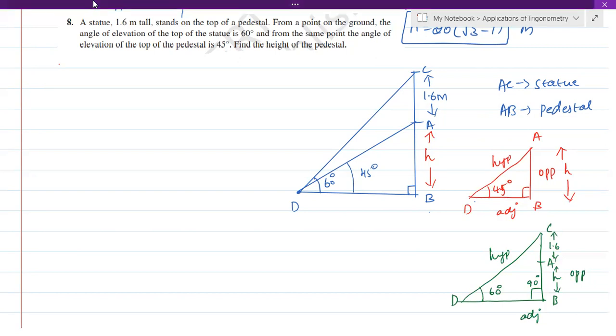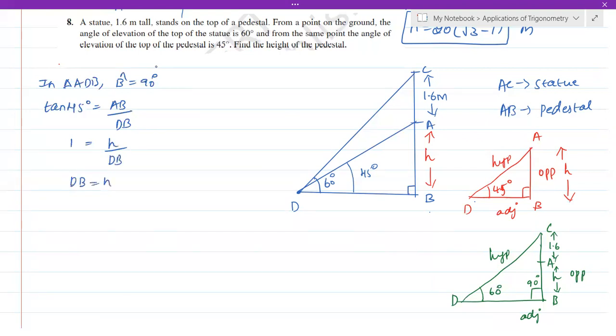Let's take the first triangle, the smaller one, that is ADB. So in triangle ADB, angle B is 90 degrees. Let's make use of tan. What is the angle in the triangle? 45. So tan 45 is opposite by adjacent. Opposite is AB, adjacent is DB. Tan 45 degrees is 1, AB value is H, DB as it is. If you cross multiply, you will get the value of DB as H. DB into 1 is DB. Therefore, DB is equal to H. So this will be your equation 1. You got the value of DB using the first triangle.